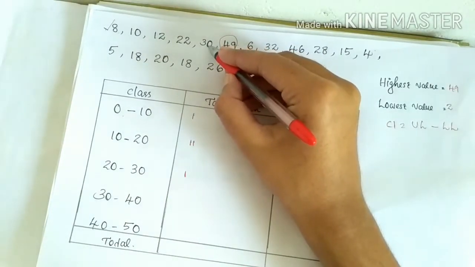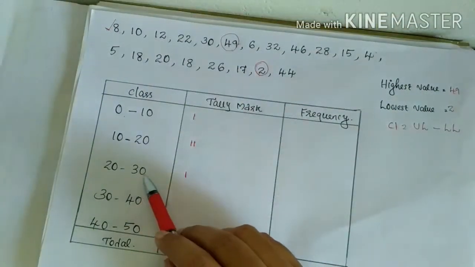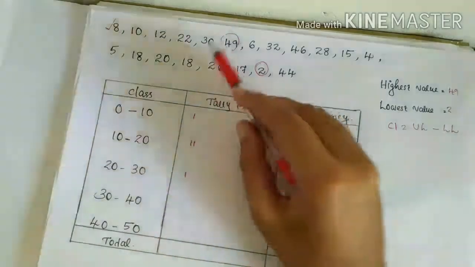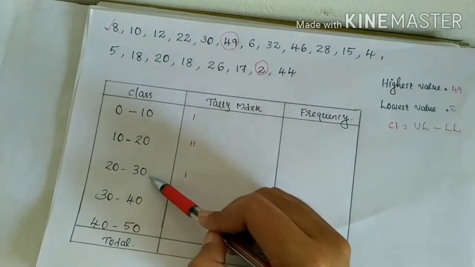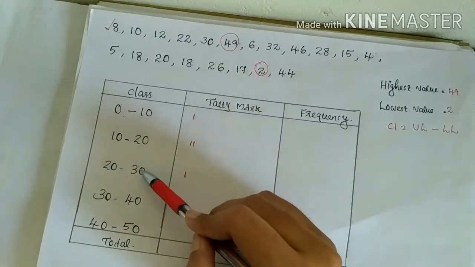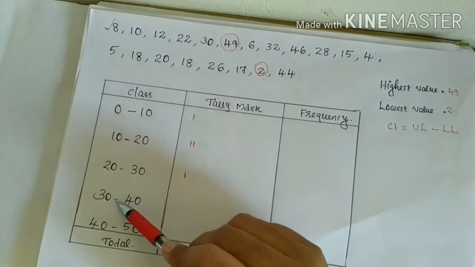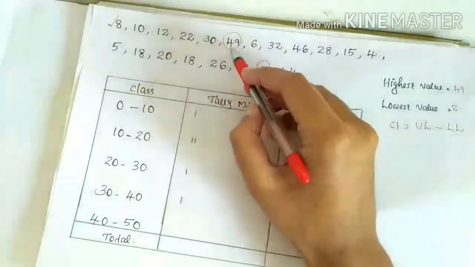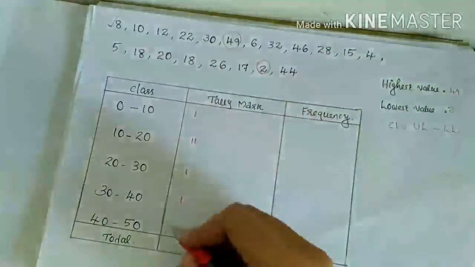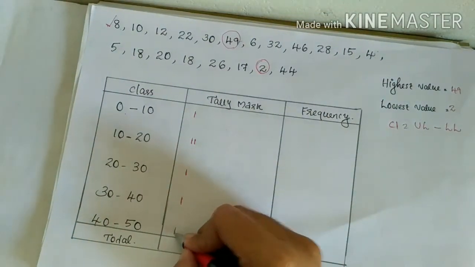The value of 30 is included in which class? 20 to 30 or 30 to 40? Here the value of 30 is the upper limit of the 20 to 30 class. So it is not included in the class of 20 to 30. It is included in the class of 30 to 40. Then the value of 49 is included in the class of 40 to 50.